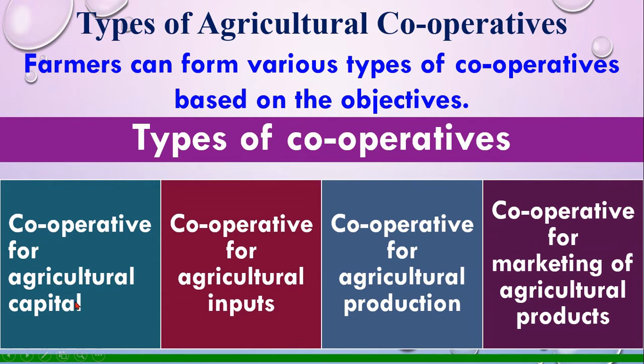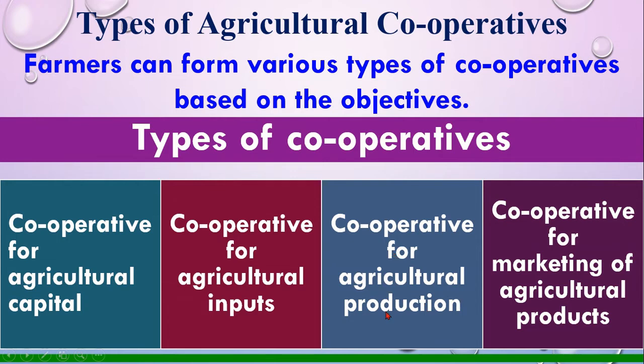Here is cooperative for agriculture capital, which is for money savings. The main objective of this cooperative is to collect necessary capital for the cooperative. Next one is cooperative for agriculture inputs. The objective of this is to collect and use seed, fertilizer, pesticide, implements, transport, store, etc.